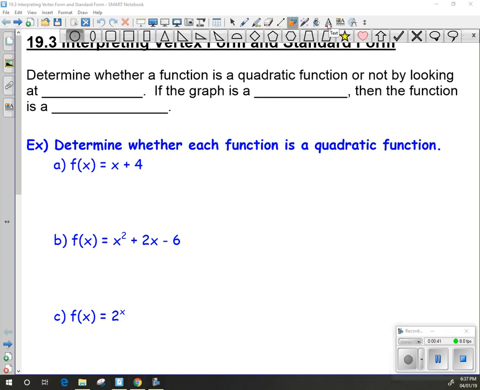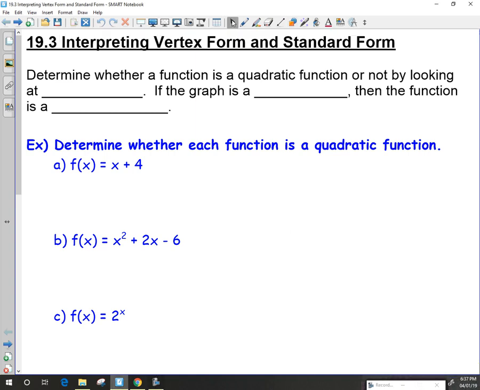So in this case, the first part of this is talking about determining whether a function is a quadratic or not. Just like we've been doing a lot of the time, we're going to be looking at the graph, because we have that handy dandy tool, the option to pull up Desmos. So we can look at the graph to see if something is a quadratic.